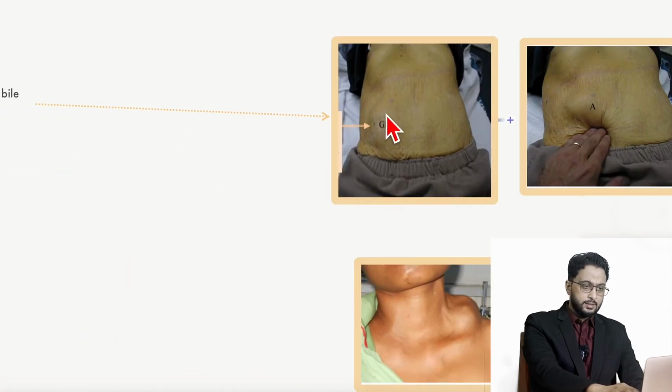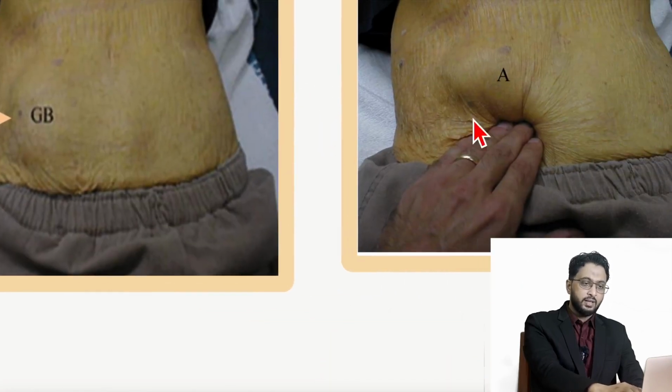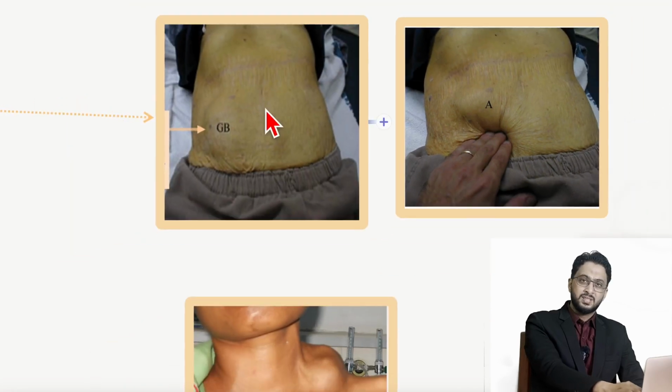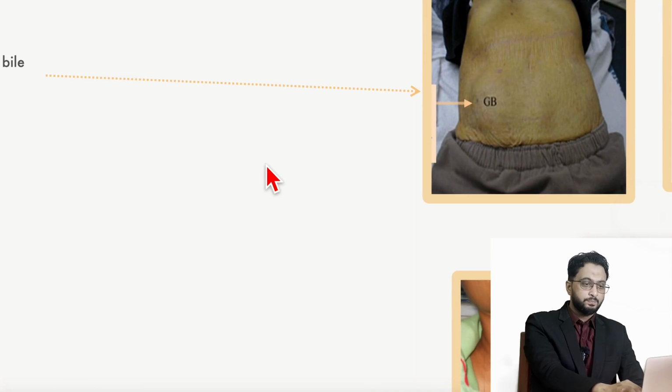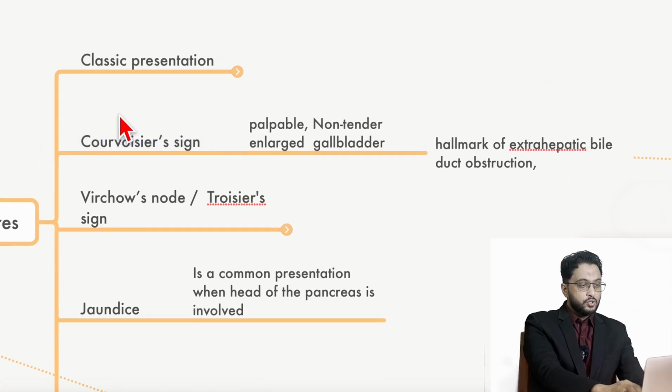So basically, this is the gallbladder. You can see that it is enlarged. And when you palpate it, you see very typically it is enlarged, more towards the right side of your epigastric region. Pain is here, but the gallbladder is non-tender, I told you. So that was about your Courvoisier sign.